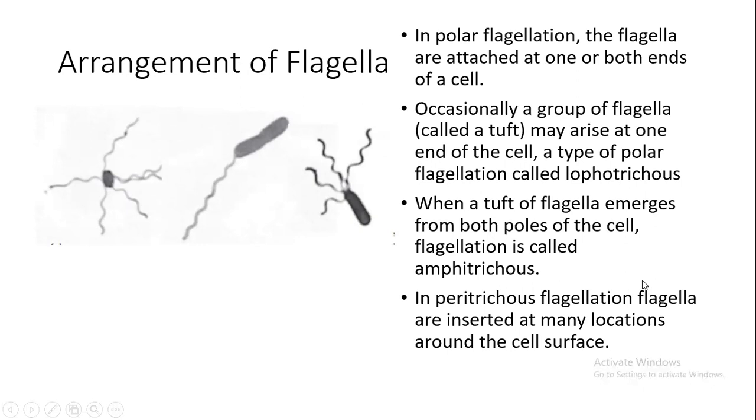Flagella show different arrangements on the surface of a bacterial cell. In polar flagellation, the flagella are attached at one or both ends of the cell. Occasionally, tufts of flagella may arise at one end of the cell, an arrangement known as lophotrichous flagella. If such tufts arise from both ends of the cell, the arrangement is known as amphitrichous flagella. In peritrichous flagella, flagella are inserted at many locations around the cell surface.